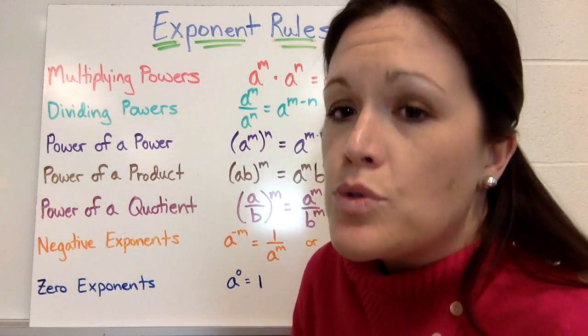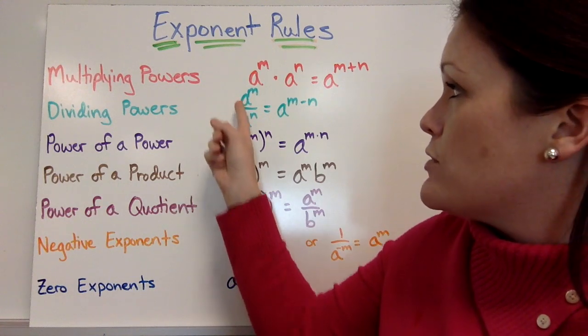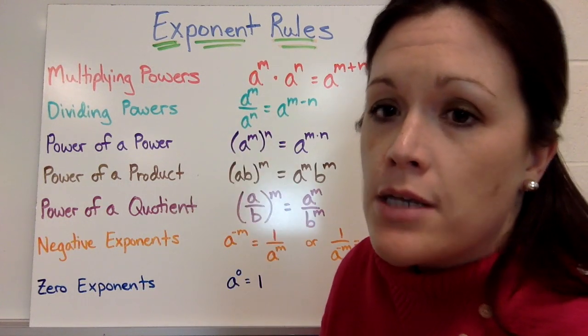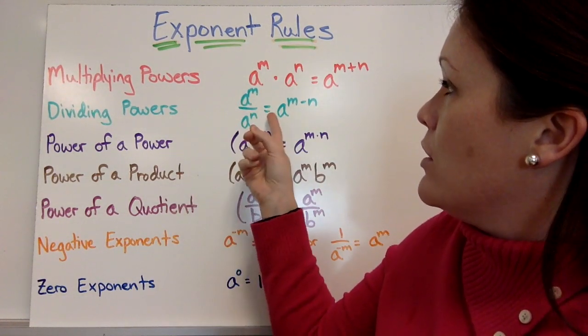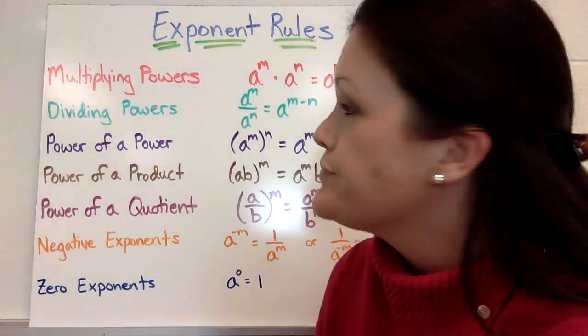The second major rule is when you're dividing powers. So you still have like bases, they're both still a, but now we're dividing. You want to subtract their exponents. So you have a to the m power divided by a to the n power would be equivalent to a to the m minus n power.